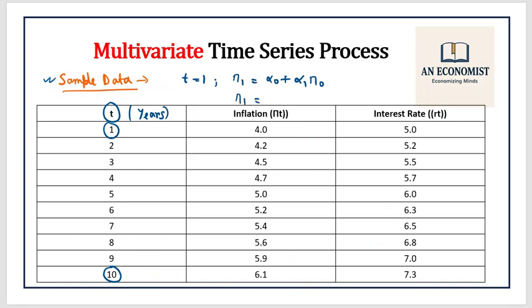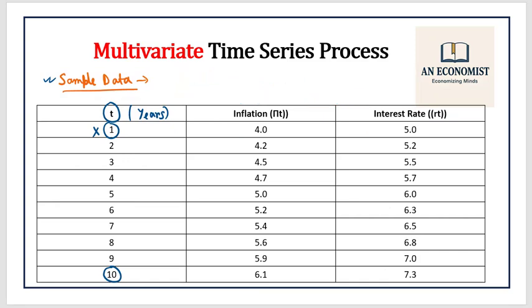Similarly, for the unrestricted one: alpha naught plus alpha 1 pi naught plus beta 1 r naught. So for fitting these two regressions for t equals 1, you need pi naught and r naught, which are not explicitly mentioned in our data. So t equals 1 will not be of any use. Essentially, the usable observations are altogether 9, and there is a thumb rule for this.